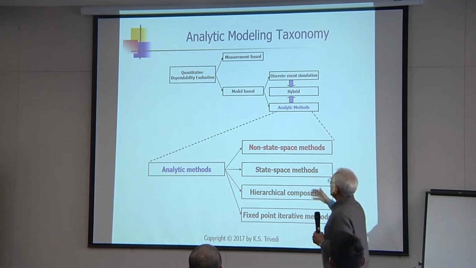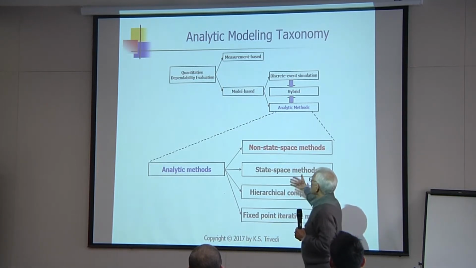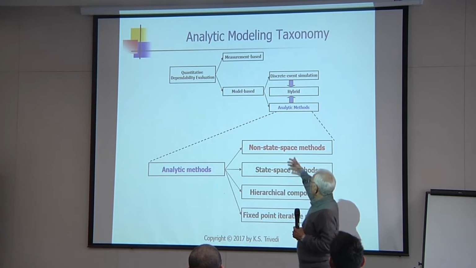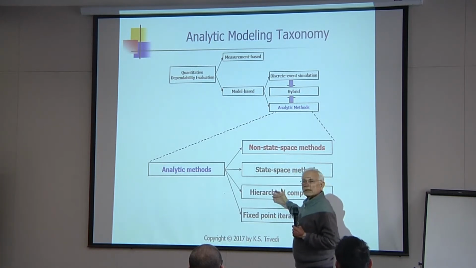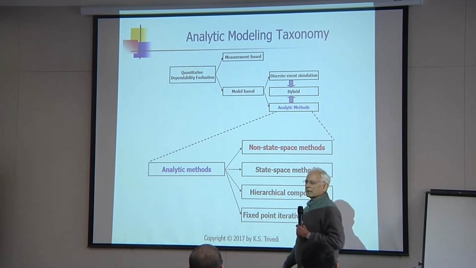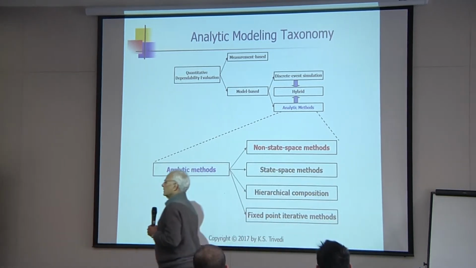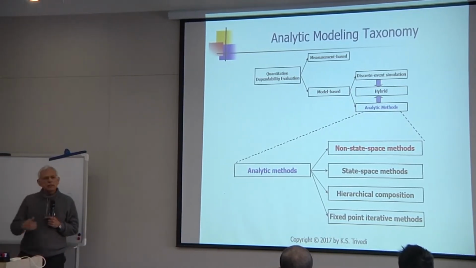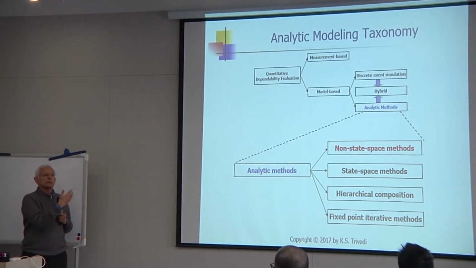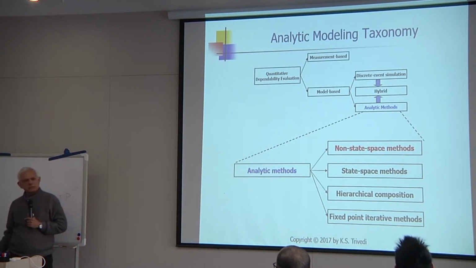Some people call it combinatorial, and then the state space approach. First we will explore these two, and we'll find the difficulties in both of them. We will then combine them into hierarchical and fixed point iterative methods to solve real problems. All right? And in each of these I will try to illustrate with real system examples.